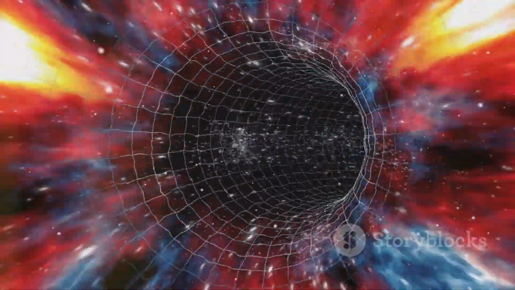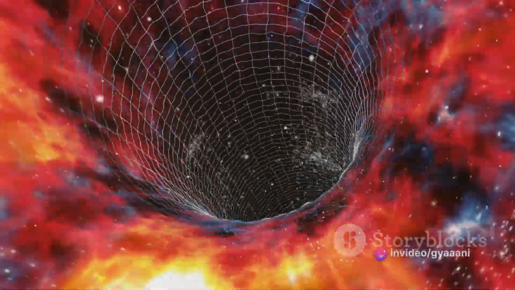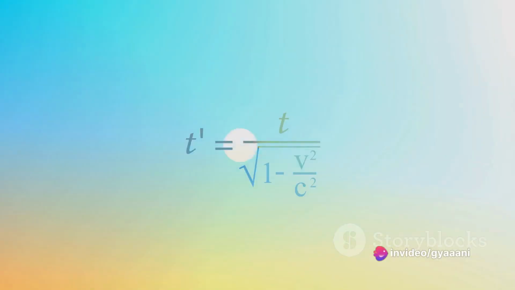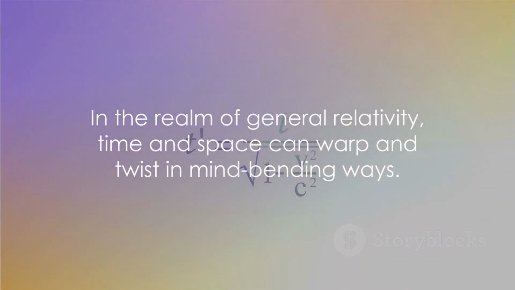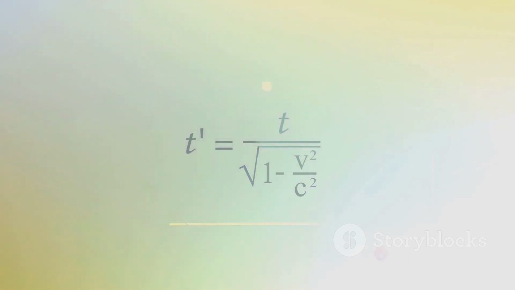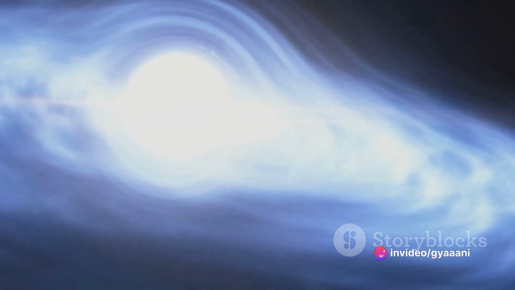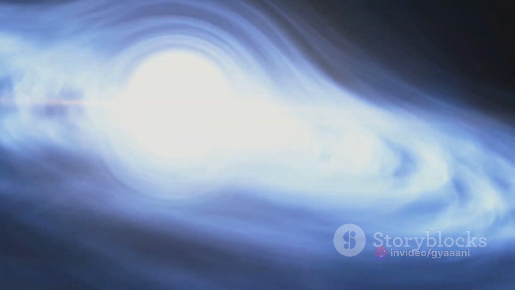In fact, the GPS system we use every day has to account for time dilation to work accurately. If it didn't, your GPS coordinates would be off by several kilometers. In the realm of general relativity, time and space can warp and twist in mind-bending ways. So the next time you glance at your watch or gaze at the stars, remember the cosmic ballet that's occurring out there in the vastness of space-time. It's a dance of gravity, time, and space that's as beautiful as it is complex.